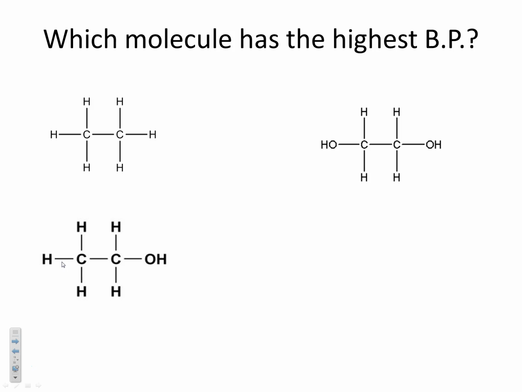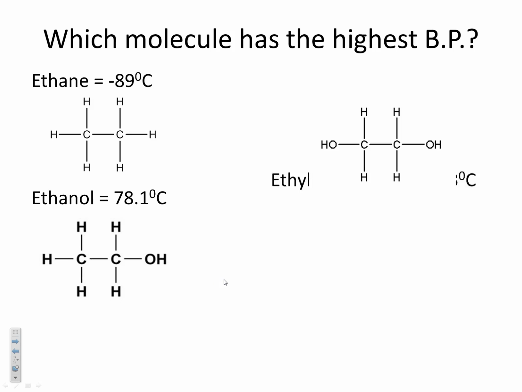Looking at this, it asks which one has the highest boiling point. If you look at it, you'll see this one has no hydrogen bonding. This one has 2 hydrogen bonds, one between this oxygen and hydrogen, one here between this oxygen and hydrogen. This one only has 1 hydrogen bond here. And so the one that has the highest is this ethylene glycol here because it's got the 2 hydrogen bonds. So it's very, very strongly polarized.